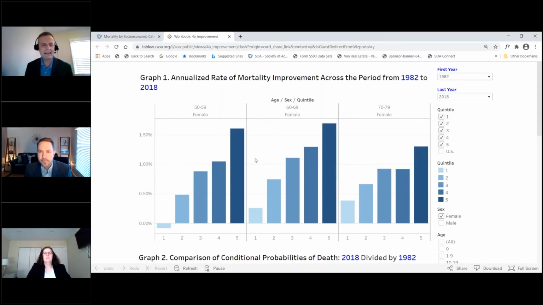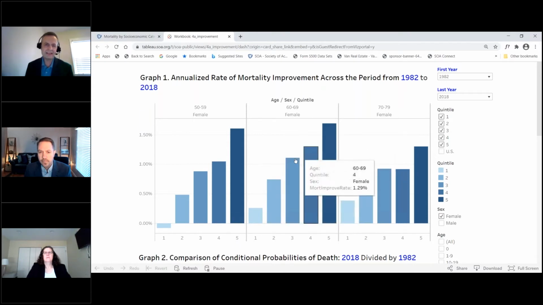This is a graph of annualized rates of mortality improvement. There are various parameters that you can play around with. Right now, I'm looking at the entire period, 1982 to 2018. Across the x-axis, we see 5 socioeconomic quintiles, 1 being the lowest quintile, 5 being the highest, the folks that are doing better, with higher incomes and other measures of socioeconomic status.